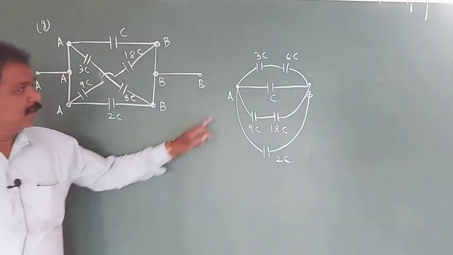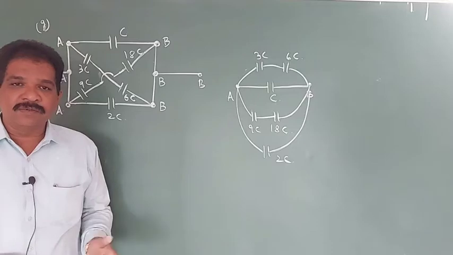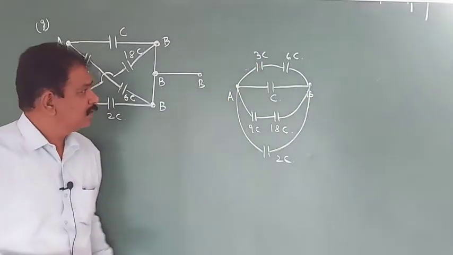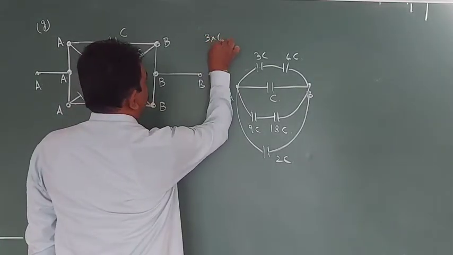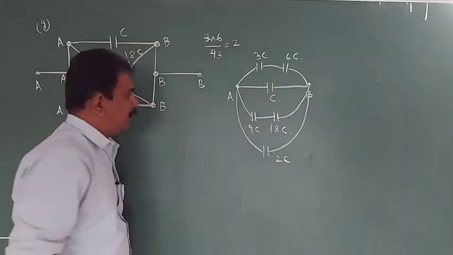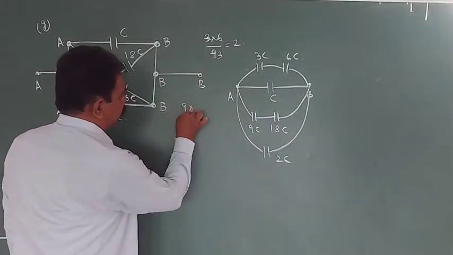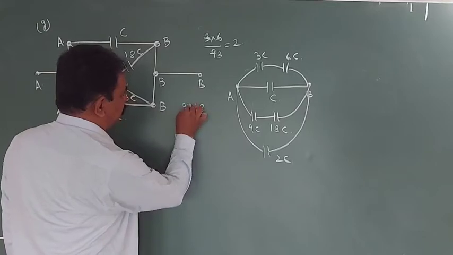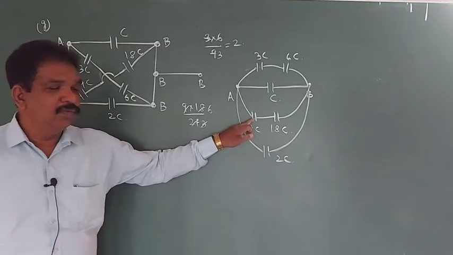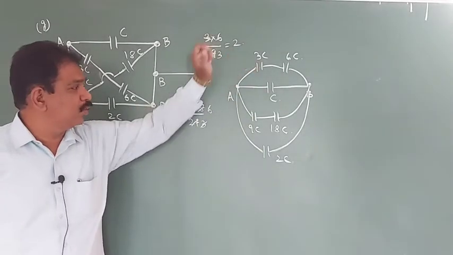Clear? Then 3C and 6C will be in series. 3 into 6 by 3 plus 6, this value is equal to 2C. 3 into 6 by 9, 3 3s, this value will be 2. For the other, 9 into 18 by 27. 9 3s will cancel, 3 6s will cancel. By removing this we can write 6C, and the first we can replace with 2C.